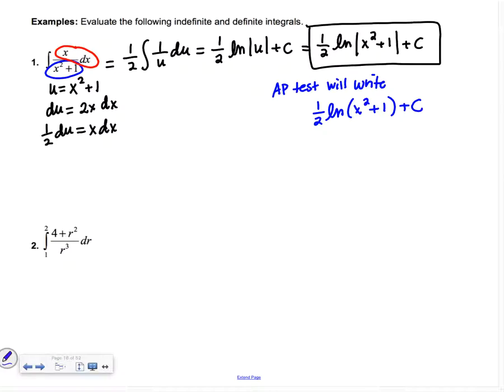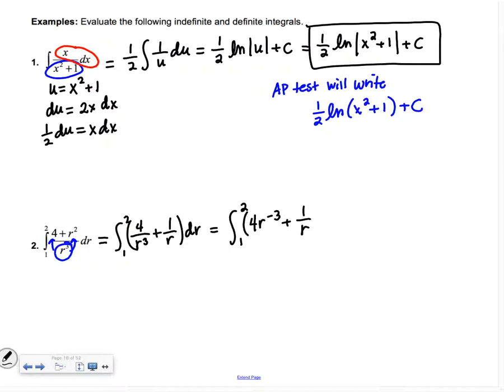All right, so number 2. Is it a U-substitution problem? No. Have I trained you enough to realize that when you have something on the denominator like that, that's a monomial, just one term, what do we do with it? All right, bring it into both pieces, right? So we rewrite. So we're going to do 1 to 2, and we're going to have 4 over r cubed plus 1 over r dr, which the 4 over r cubed, I'm going to write that as 4r to the negative 3, so it's easier to integrate. But I'm going to leave the 1 over r, because that part's the natural log, right?